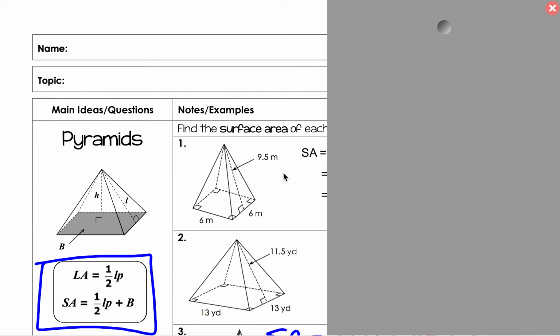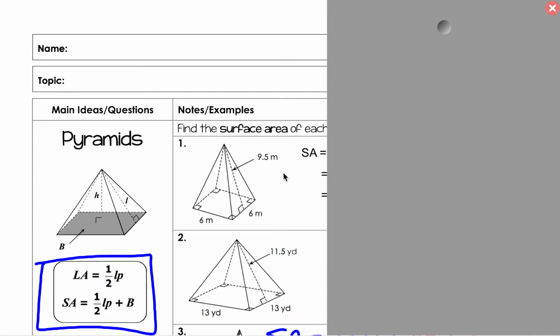Hey everybody, so I am not there. As you can tell, I am at home with a sick kiddo, so I didn't want us to fall behind at school. So we're going to go ahead and go through some of our notes that we talked about on Thursday last week. So let's go ahead and get started right now.